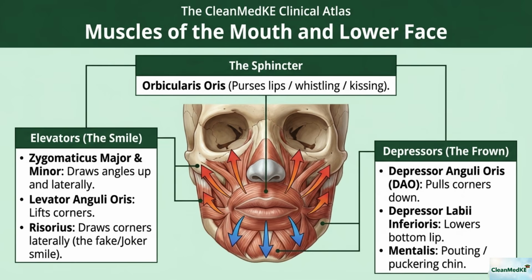The lower face is anchored by the oral sphincter, the orbicularis oris, which purses the lips for whistling or kissing. Surrounding it are the elevators that help us smile, the zygomaticus major and minor, levator anguli oris, and risorius. Opposing them are the depressors that create a frown, which include the depressor anguli oris, depressor labii inferioris, and the mentalis, which pouts the chin.